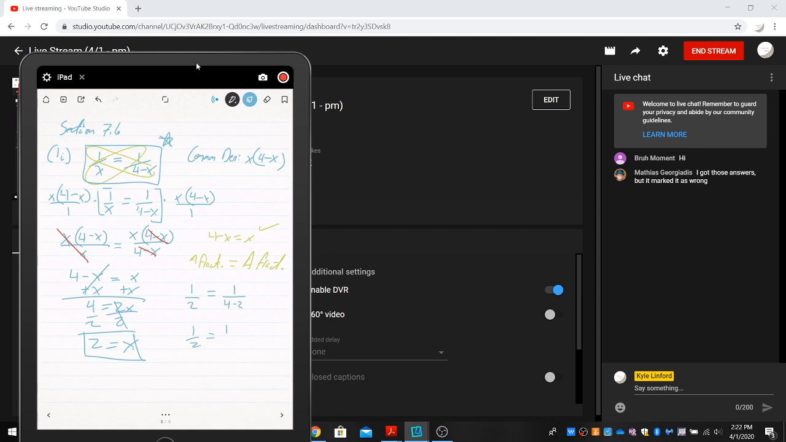So a half is equal to a half. It works, okay? So I went through and checked the problem, and I can verify to you that it works. This is, in fact, a solution. You'll see on the homework tonight, all of the problems that I do, I've checked.